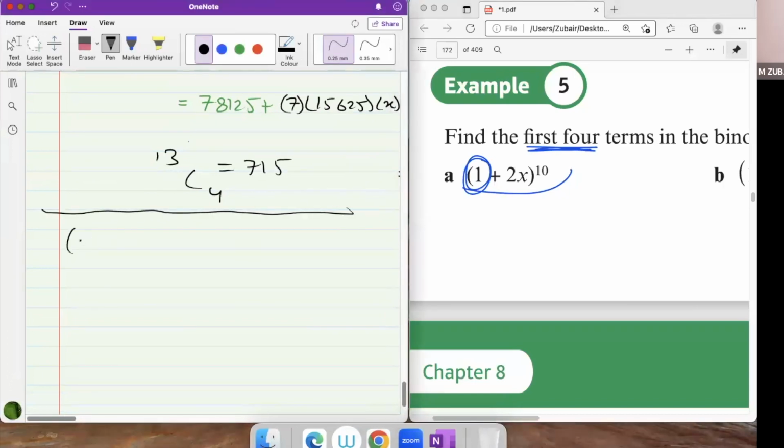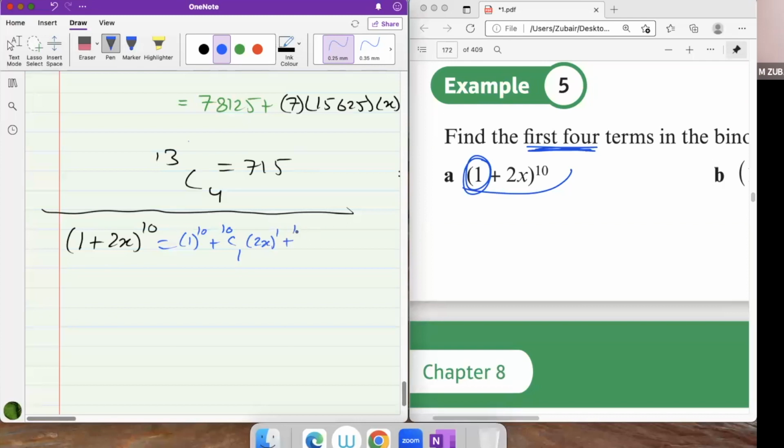So this was 1 plus 2x raised to the power 10. We need the first 4 terms. So the first term is 1 plus nC1 a^(n-1). I'm not writing it because it is always 1, so I'm straight away coming to b.